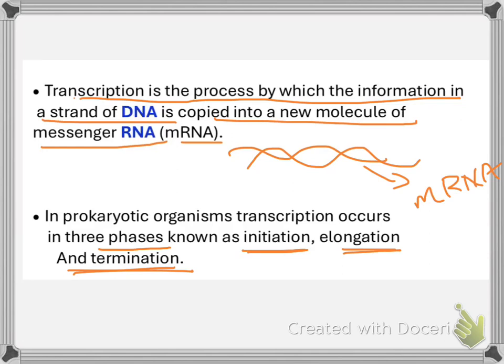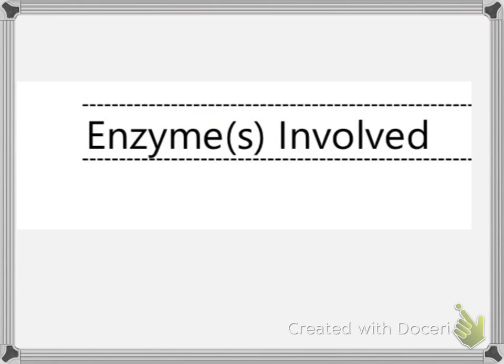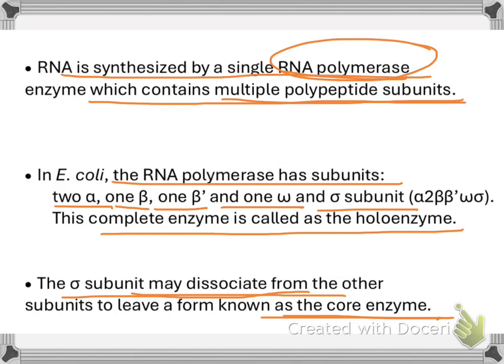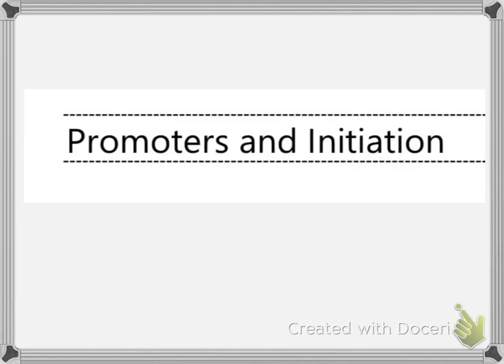So transcription is the process by which the information in strands of DNA is copied into a new molecule of messenger RNA, and there are 3 steps in the transcription: initiation, elongation and termination. And the enzyme is mainly RNA polymerase, which has 5 subunits: 2 alpha, 1 beta, 1 beta dash, and omega and sigma. And the sigma subunit dissociates from the enzyme when the elongation starts.